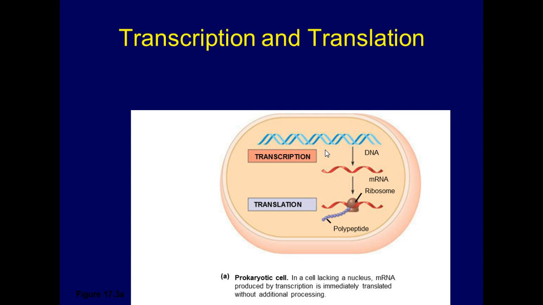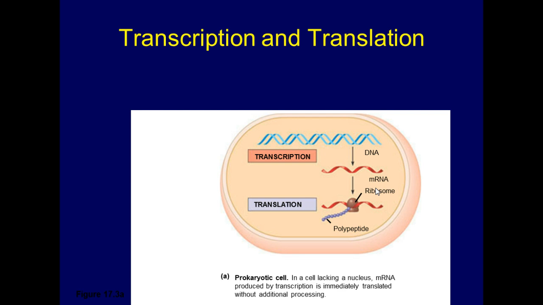Now, write in your notes that in prokaryotes transcription and translation occur together, meaning the messenger RNA produced by transcription is immediately translated without any additional processing. So that all happens at the same time in a prokaryote. That is not true in a eukaryote.